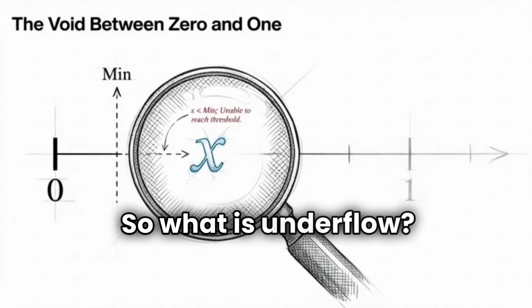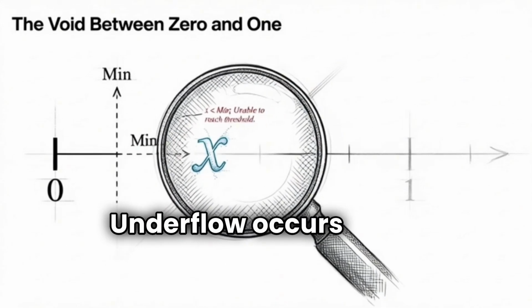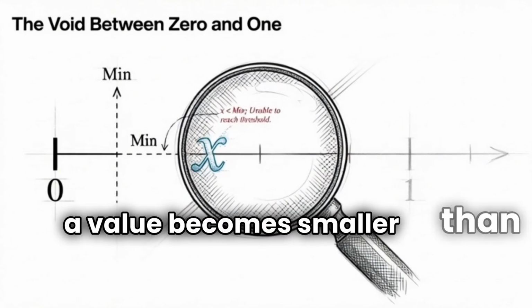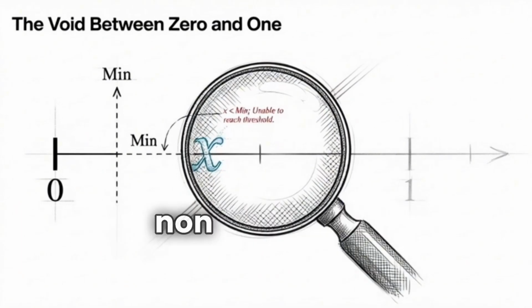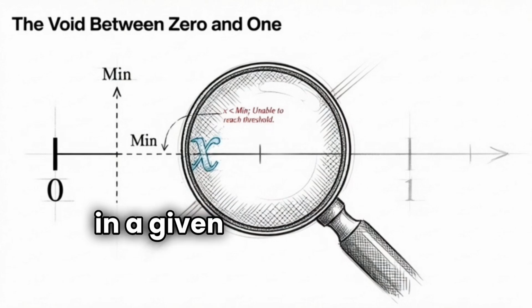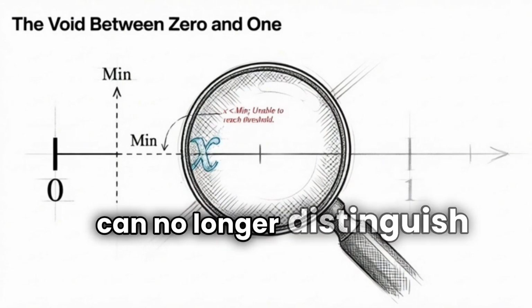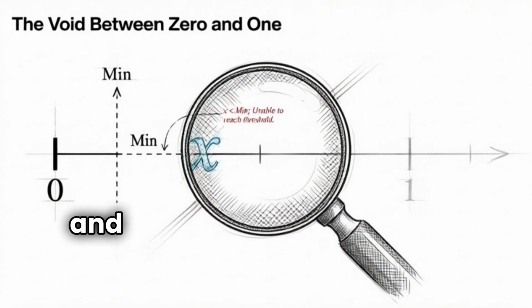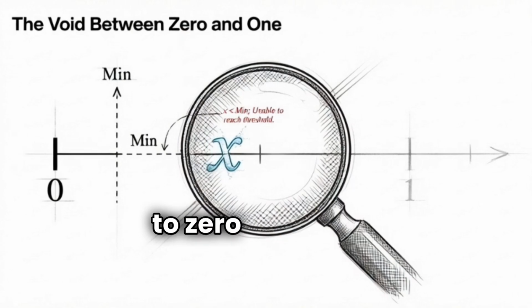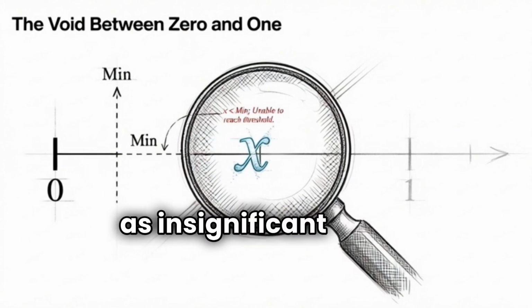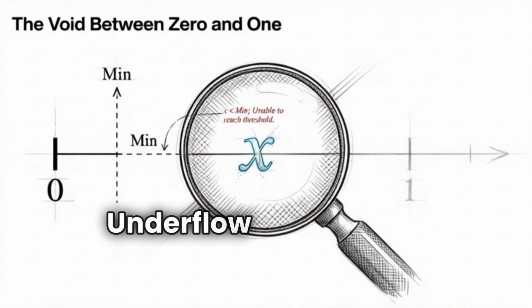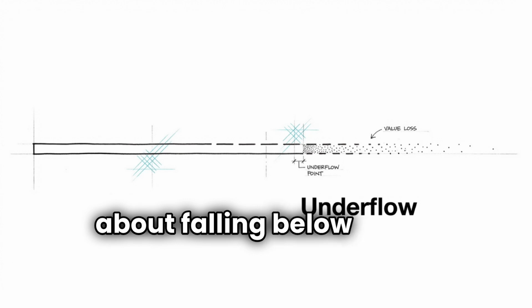So what is underflow? Underflow occurs when a value becomes smaller than the minimum representable non-zero value in a given representation. At that point, the system can no longer distinguish the value from zero, and it is either rounded down to zero or treated as insignificant noise. Underflow is not about exceeding limits, it is about falling below them.